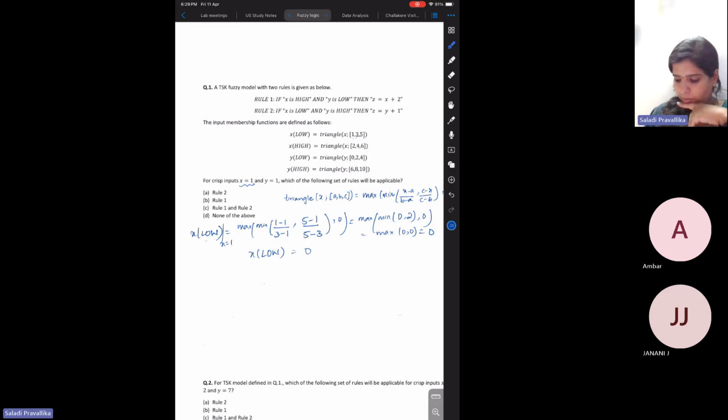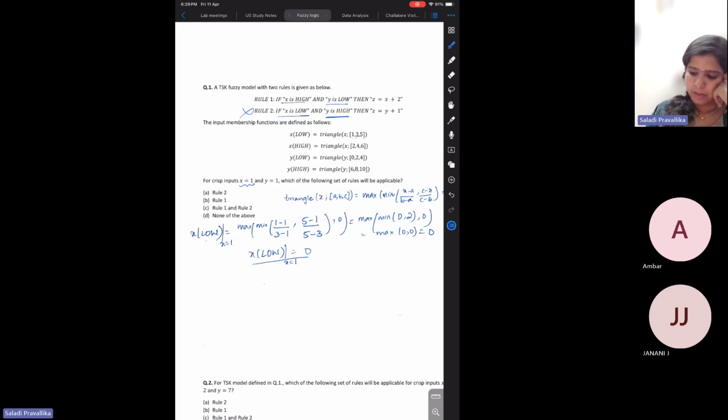So for a rule to be true, we should have these values as anything but 0, any value except 0. Now x low at x equal to 1 is 0, which means that rule 2 is not going to work. x low is not going to work, right? So I can make a blind guess here that I don't have to prove whether y high is 0 or not. So I'm just going to skip that part for this particular question only. Okay, rule 2 is out of the picture now.